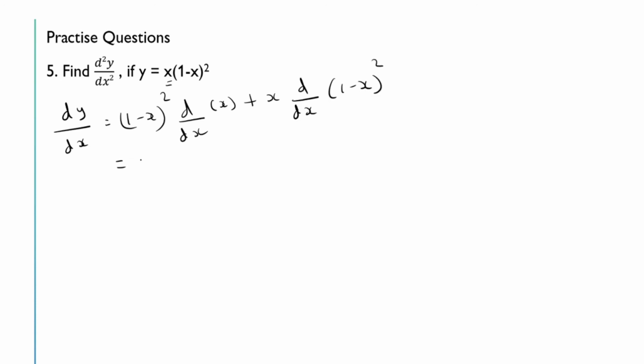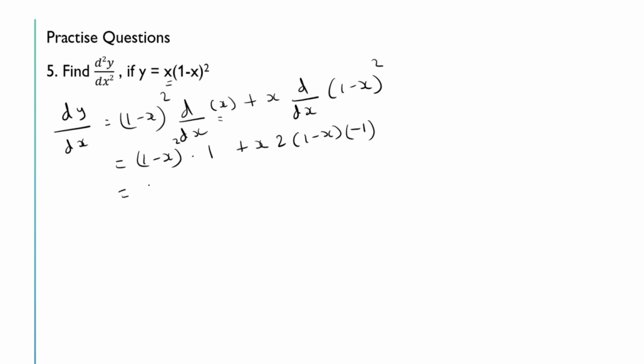So this is equal to 1 minus x the whole square into d by dx of x is 1 plus x into d by dx of 1 minus x the whole square is 2 into 1 minus x. So we have to differentiate this 2 into 1 minus x and then differentiate this function. If we differentiate this function, we will get minus 1 into minus 1.